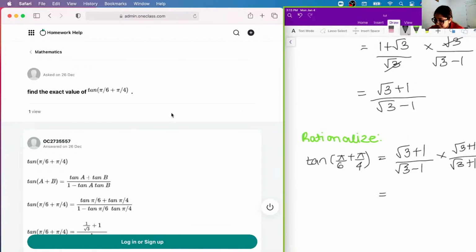And what we get here is root 3 plus 1 squared if you multiply the top and the bottom. Now we get the bottom, which is going to be root 3 plus 1 times root 3 minus 1.